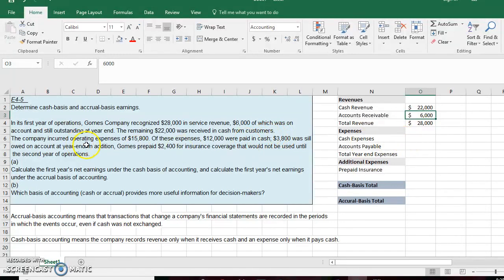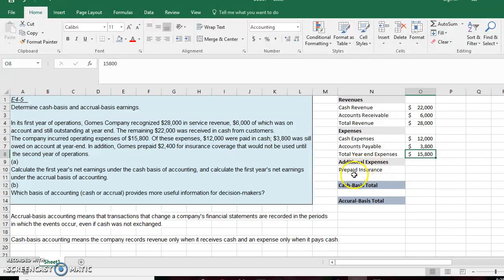Okay, and then we incurred operating expenses of 15,800. So that will be the total year-end expenses, 15,800. Of these expenses, 12,000 were paid in cash. So that goes into our cash expenses, 12,000. 3,800 was still owed on the account by year end. So we will put that in our accounts payable, 3,800.